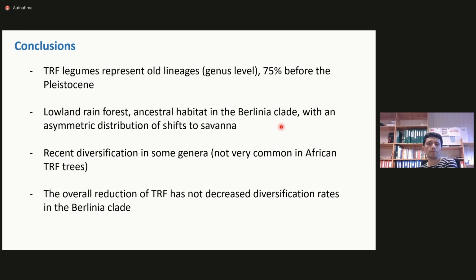So to conclude, what we have in this tropical rainforest in Africa is an old genus-level diversity, most of it, 75%, originating before the Pleistocene. The ancestral habitat in the group is the forest, and it has an asymmetric distribution of this capacity to shift habitat types. And something that is not common in Africa is that we found recent diversification in some genera. So overall, the reduction of the forest area has promoted diversification, probably by different mechanisms. Some genera still diversify without shifting habitats, probably exploring different pollinators or dividing the niche in a different way, while others simply exploited the new habitat available, in this case savanna, more dry environments.